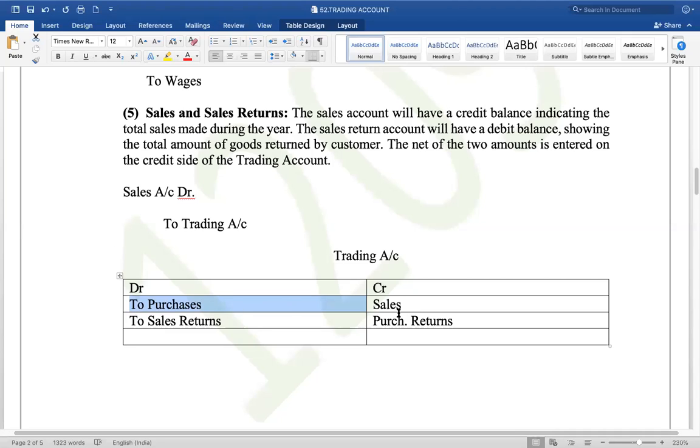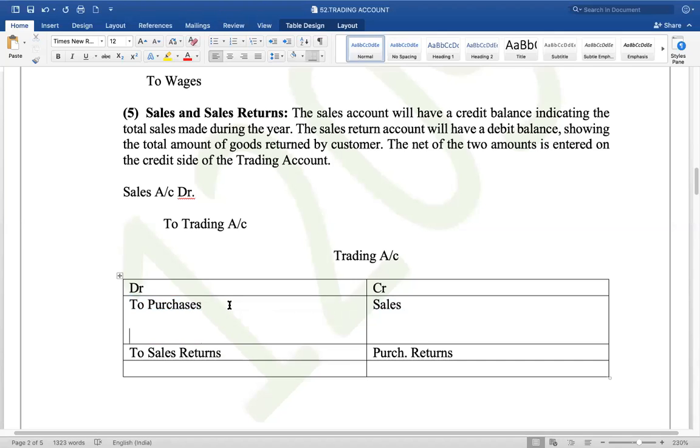Now, sales are credited in trading account. When it is purchases, you're debiting, right? Then what about purchase returns? When you purchase, goods come in, and you're treating it as an expense and debiting to trading account. When it is to be sent back, when you're returning, either you credit to the trading account or you can simply take less purchase returns account.